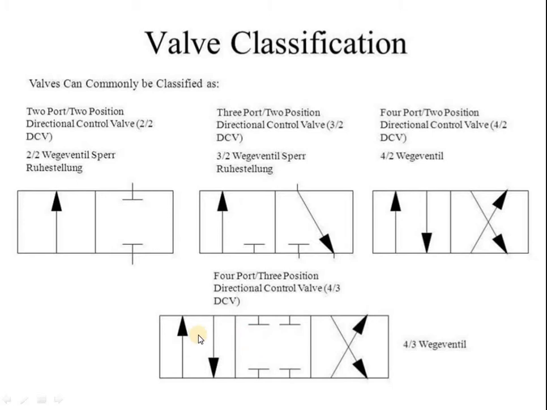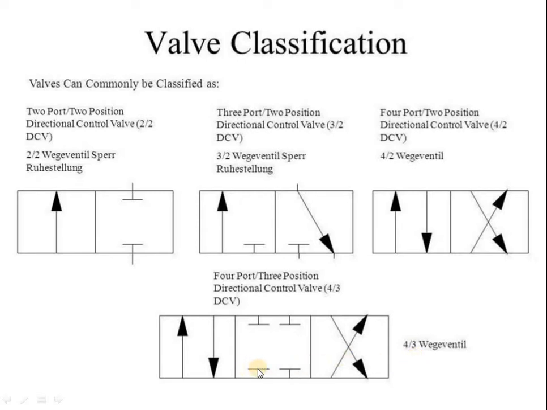It has 3 positions, just go through this. It has 3 rectangle boxes: the first one is a rectangle box, the second one is a rectangle box, and the third one, because each rectangle box indicates one position. So that's why it consists of 3 positions. And for the number of ports, if you go through each position, it consists of 4 ports. So that's why it is a 4/3 DC valve.